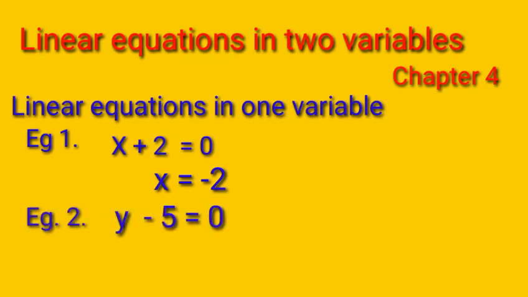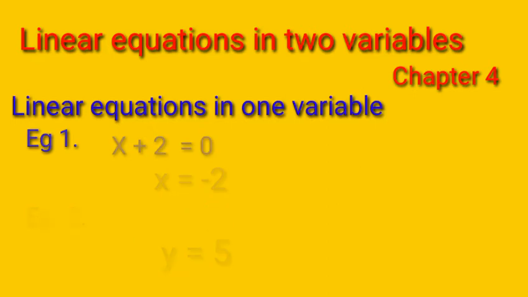Another example, y minus 5 is equal to 0. Another linear equation in one variable, where y is the variable. That also we can solve, so y is equal to 5. In both cases, there is one and only one solution for that linear equation. That is, for linear equations in one variable, there will be a unique solution. Unique means one and only one solution will be there. Okay, that we know.